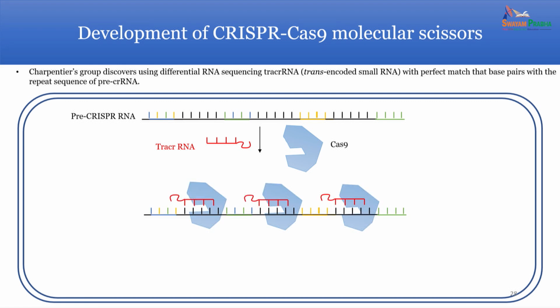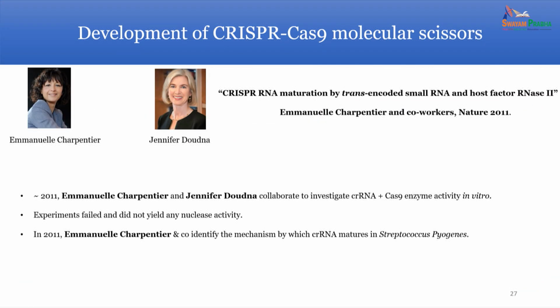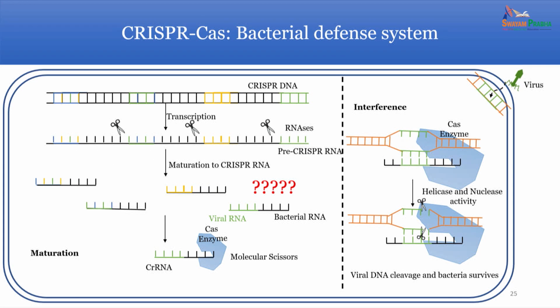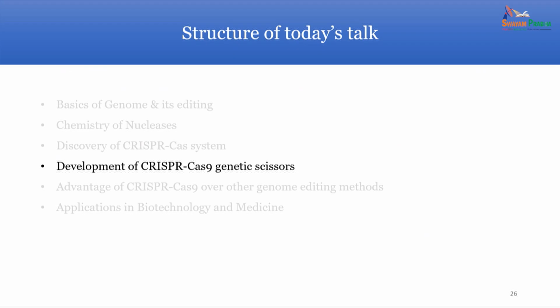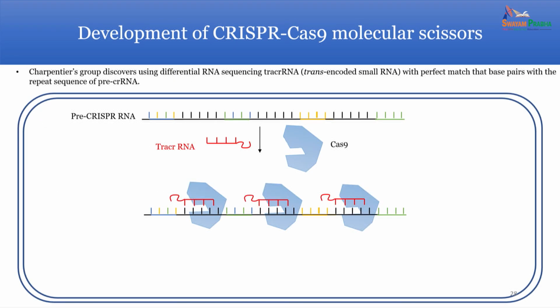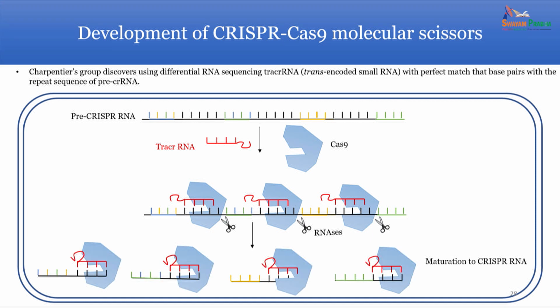When they did the experiments with just this complex, it was not showing any activity. So they discovered that there is another piece of nucleic acid that is missing, called tracrRNA, which will bind to the palindromic repeat. It has a complementarity to the palindromic repeat, so it forms a complex with the palindromic repeat, and this serves as your individual molecular scissors.